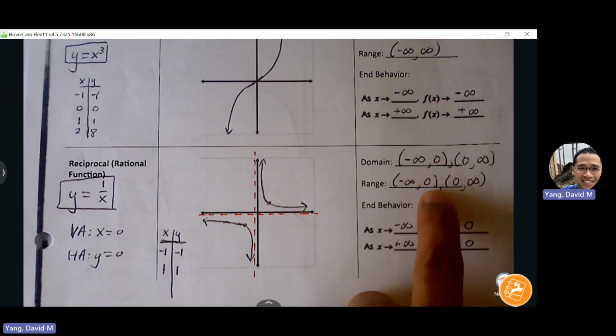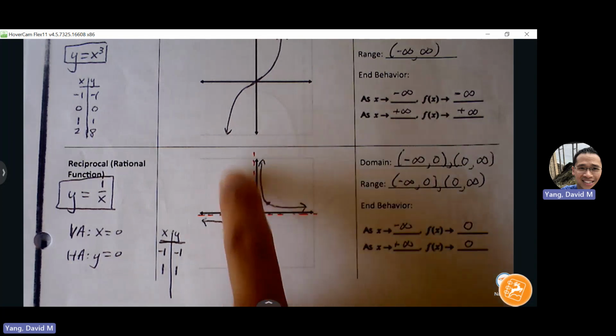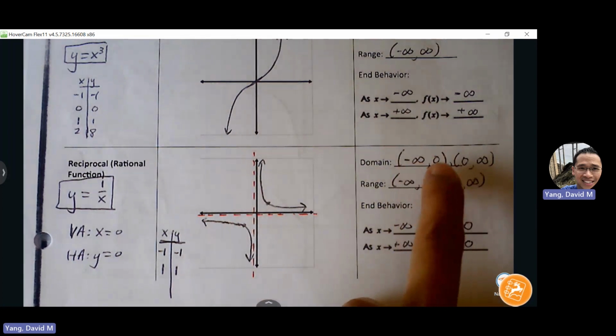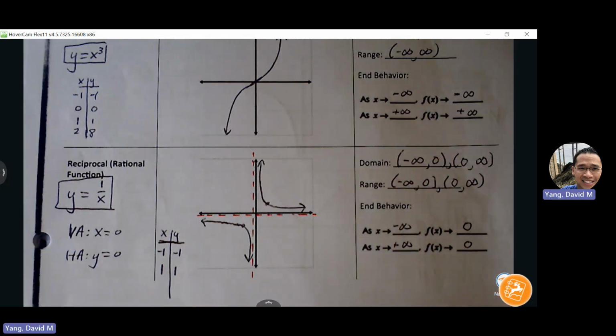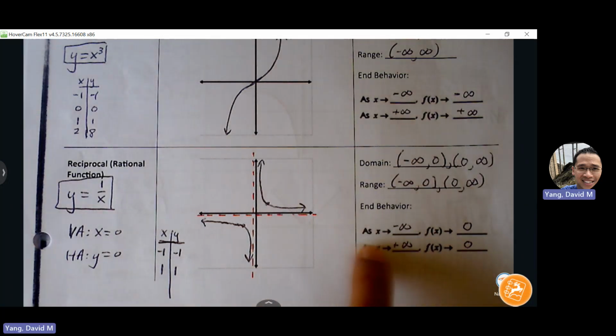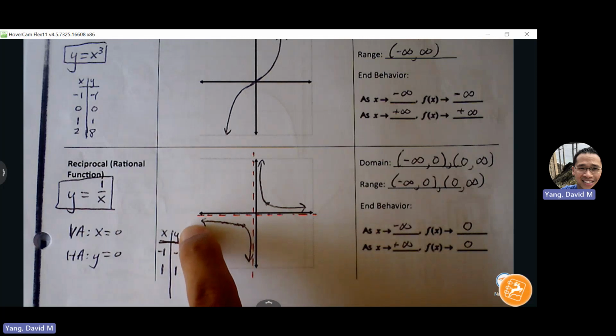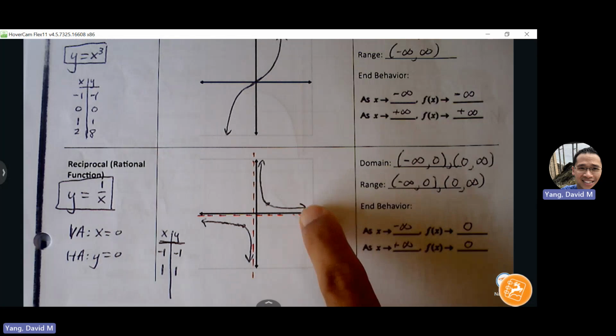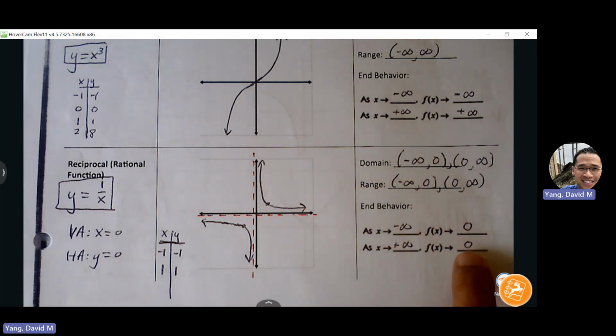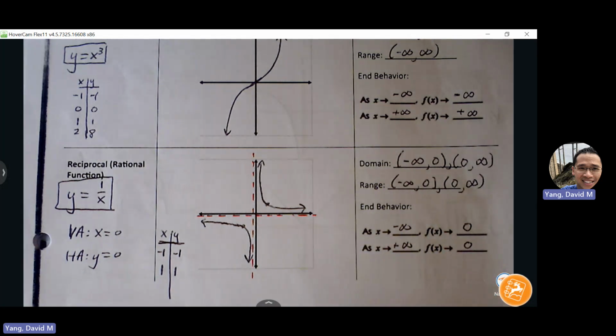Okay. The domain is all real numbers except 0. The range is also all real numbers except a y value of 0. So we work around those restrictions. That's how it looks in interval notation. As we approach negative infinity, as we follow the left arrow, the left arrow is headed towards a y value of 0. The arrow on the right is also headed towards a y value of 0. So for the end behavior, they're both headed towards the horizontal asymptote of y equals 0.